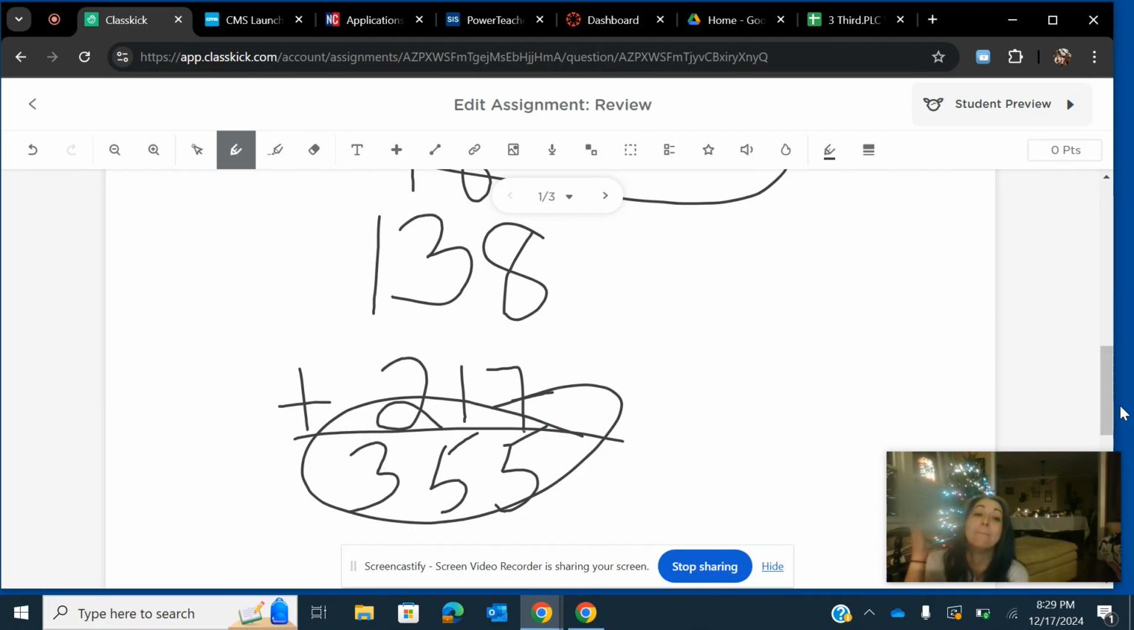So please make sure that you are writing the equations. If it says to write the equations, make a chart if it says to make a chart, and just do your best. You guys are going to rock this test. You have learned so much with math and addition and subtracting, and you're going to do awesome.